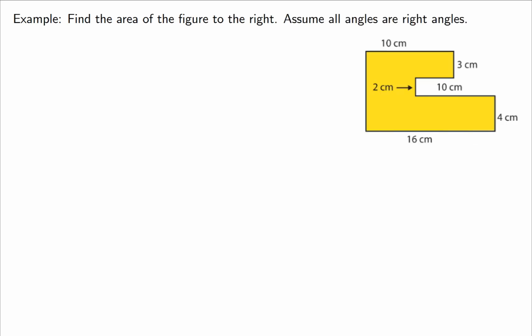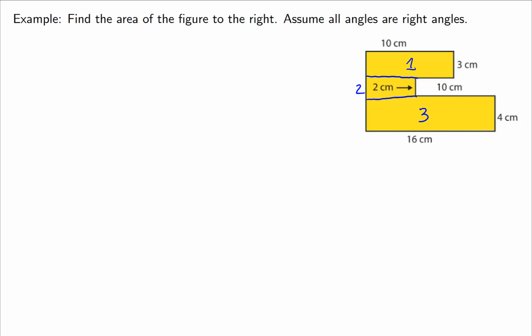Find the area of the figure to the right. Assume all angles are right angles. What we need to do for this one is somehow break it up into pieces. I think the easiest places to break would be to cut it up right here and right here to get three regions, which I'll just call 1, 2, and 3. It's 3 rectangles, despite my lines not being super straight. Let's find the area of each figure.